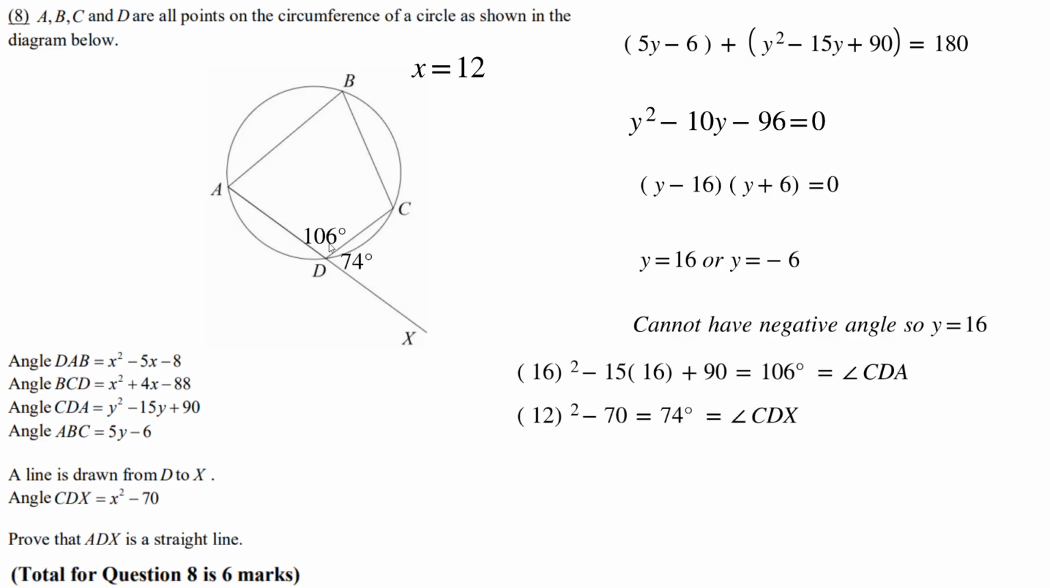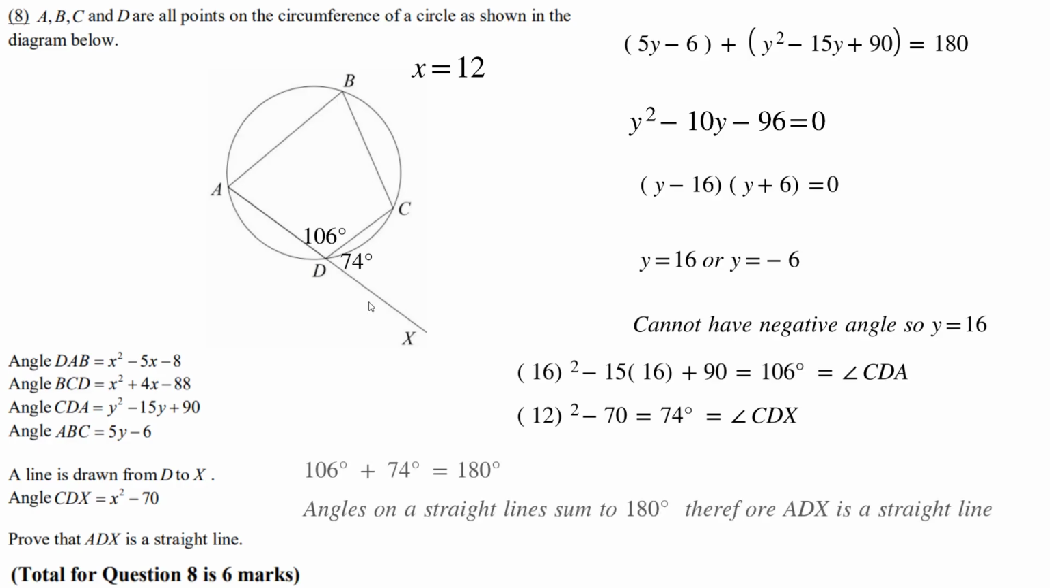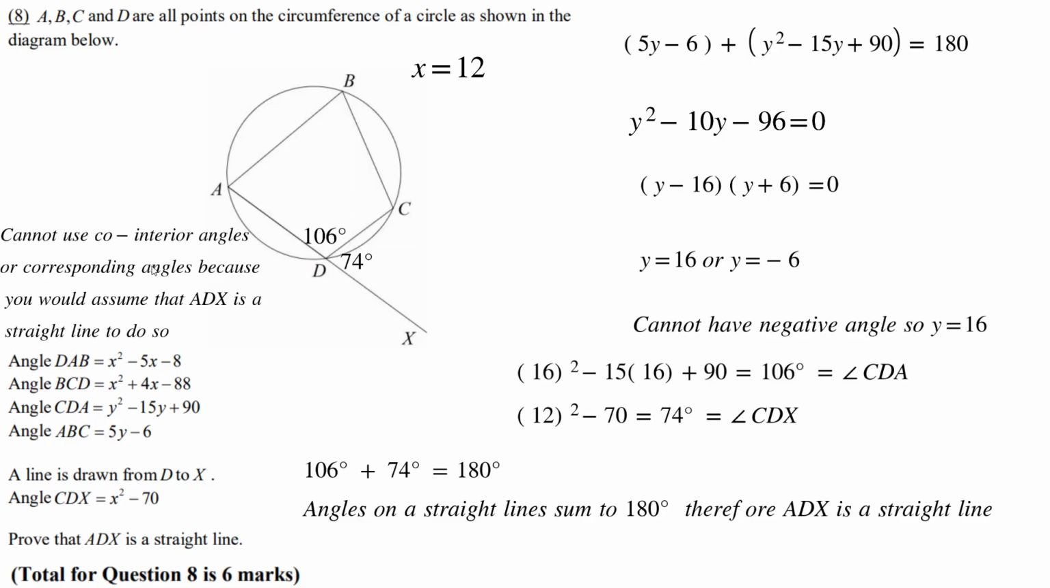Now, if you notice, if you add these together, you'll get 180 degrees. Therefore, because it's 180 degrees, ADX is a straight line. Now, what I meant last time was, I think I've written it here, yeah. So you cannot use complementary angles or corresponding angles, because you would have to assume that ADX is a straight line to do so. So what I mean here is, because obviously very early on we figured out that x equals 12, that gives us this angle here. Now you can't use this angle here to work out what this one is and this one, because you'd have to assume that this is already a straight line to do so. But you can't make that assumption yet because you want to prove that ADX is a straight line.